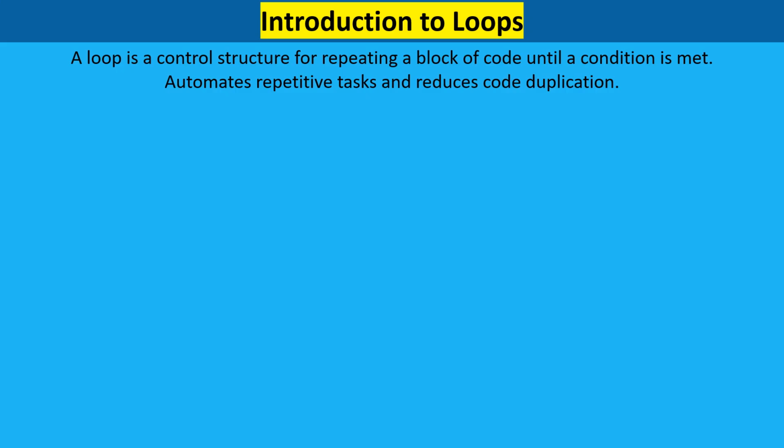Introduction to loops. A loop is a control structure for repeating a block of code until a condition is met. Automate repetitive tasks and reduce code duplication. A loop executes the same block of code multiple times based on a condition. For example, printing numbers from 1 to 100 without a loop would require 100 lines of code. With loops, just a few lines, improving efficiency and readability.